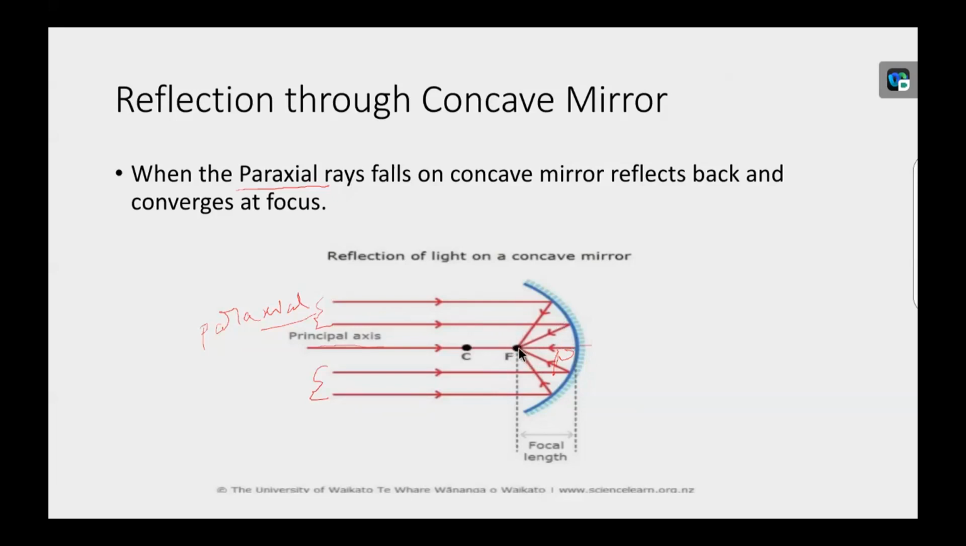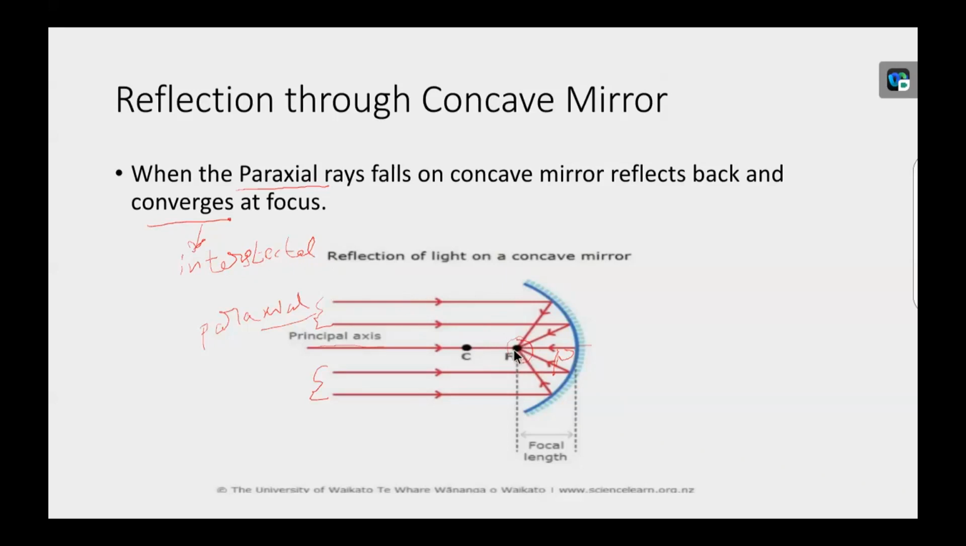All these meet at one point. Where they intersect or meet, we use the word converge. Converge means they are intersecting. All the reflected rays intersect at one point, so we call them converging rays. After reflection, all these converging rays meet at one point. That point we call the focus. It is denoted by capital F.